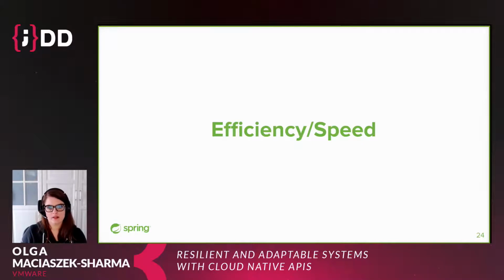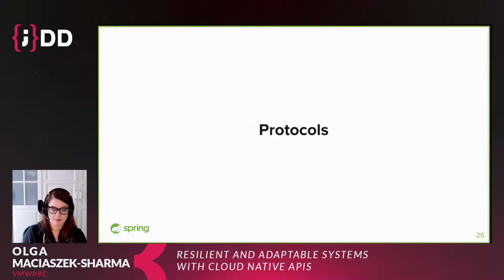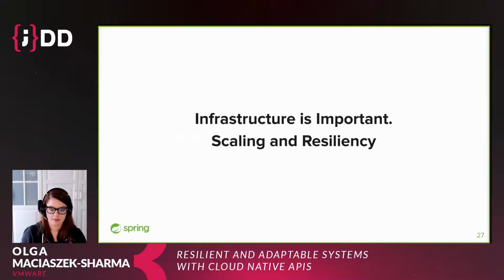Next, we'll talk a bit about efficiency and speed. When we think about today's cloud-native applications and we think about responsiveness, it is not only important as in a responsive web app, but also in the sense of responding to changes in the environment and in the network, and its ability to optimize for availability and speed. It is also about protocols. The web was initially built on text-based protocols, but modern APIs can use binary protocols, and in this way they can gain some efficiency and speed.